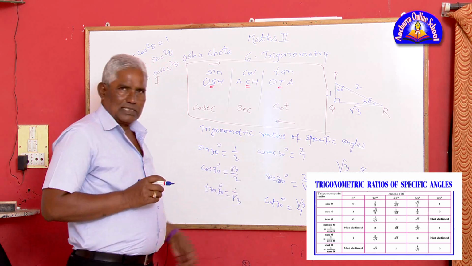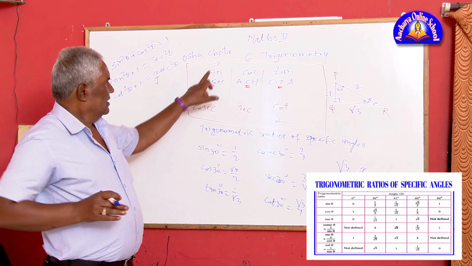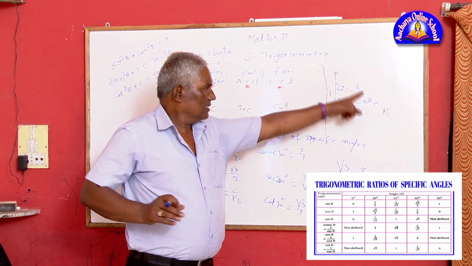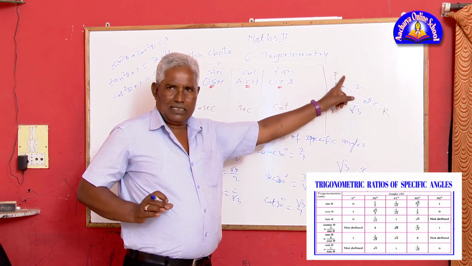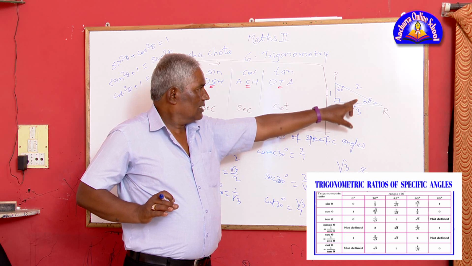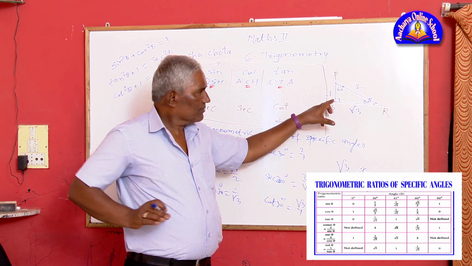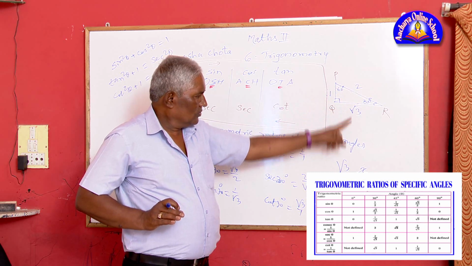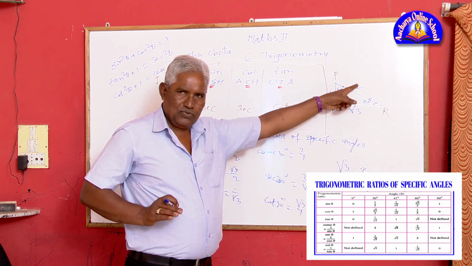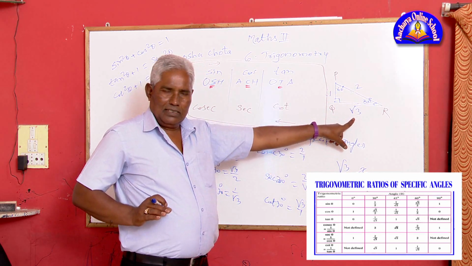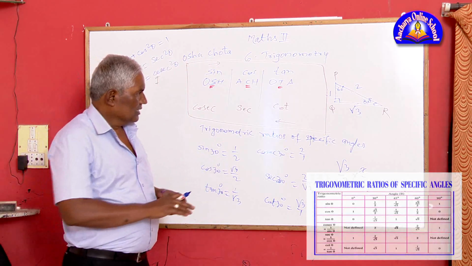You will get all these 6 ratios. Only you have to remember the definitions, and the measures of the 30, 60 degree angles, the 30, 60, 90 theorem. Side opposite 30 is half of the hypotenuse. If hypotenuse is 2, then this side will be 1. And side opposite 60 is root 3 upon 2 times the hypotenuse. Here 2 gets cancelled, therefore this side will be root 3. And you get here 6 ratios.